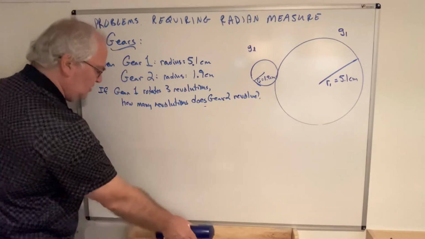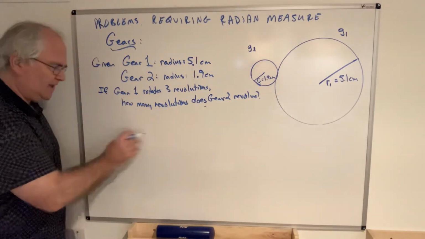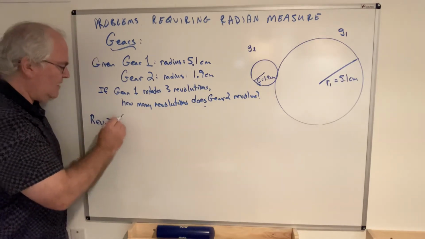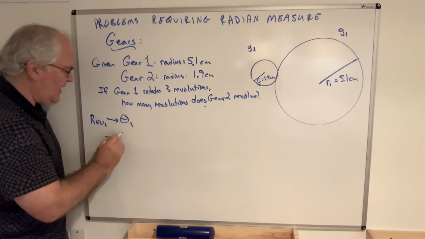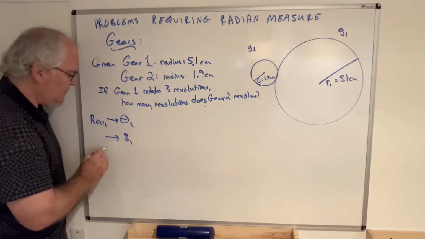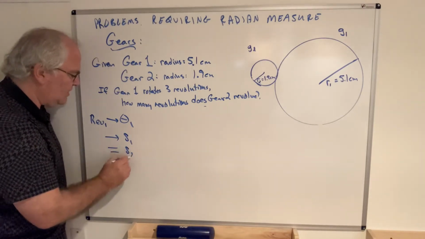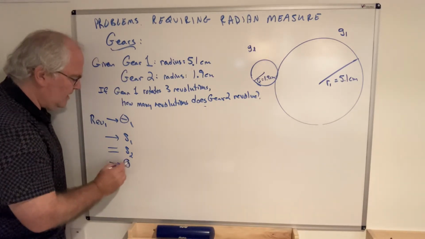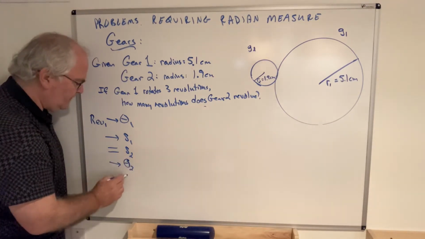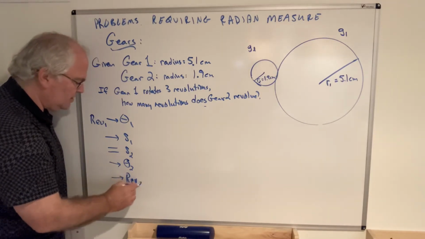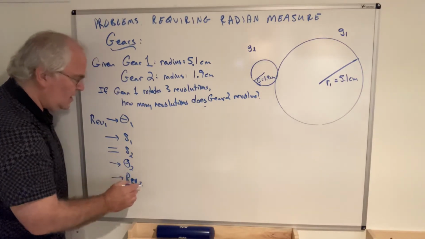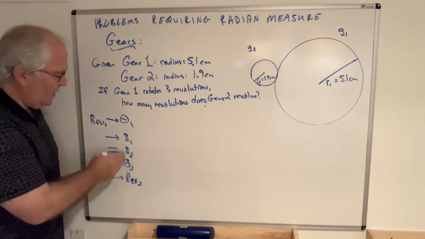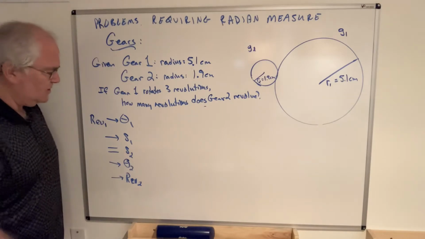So this is what your solution needs to look like. First, have that structure. Revolution 1 will find theta number 1, which will find arc length number 1, which is equal to arc length number 2, which will be used to find theta number 2, and that will be used to find revolution number 2. If we had 9 of these circles, you'd be finding revolution number 9. But we only have 2, so we're finding revolution number 2.